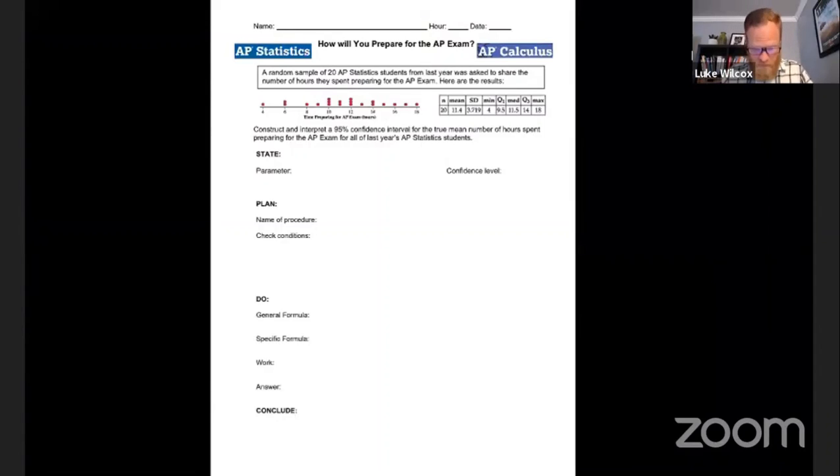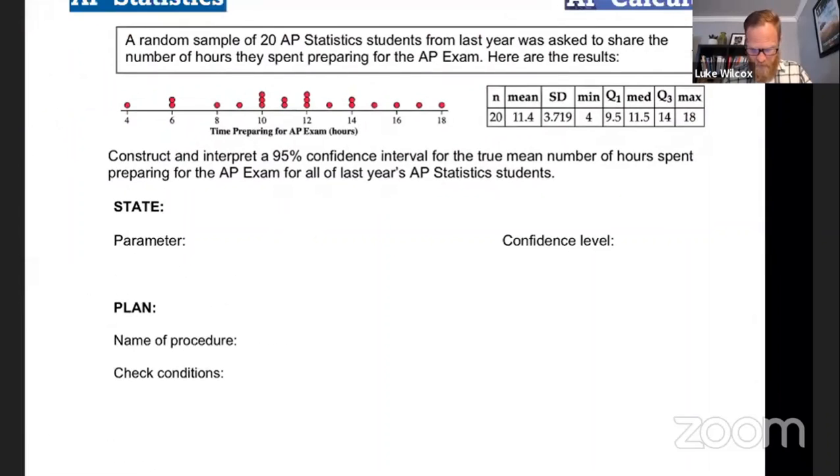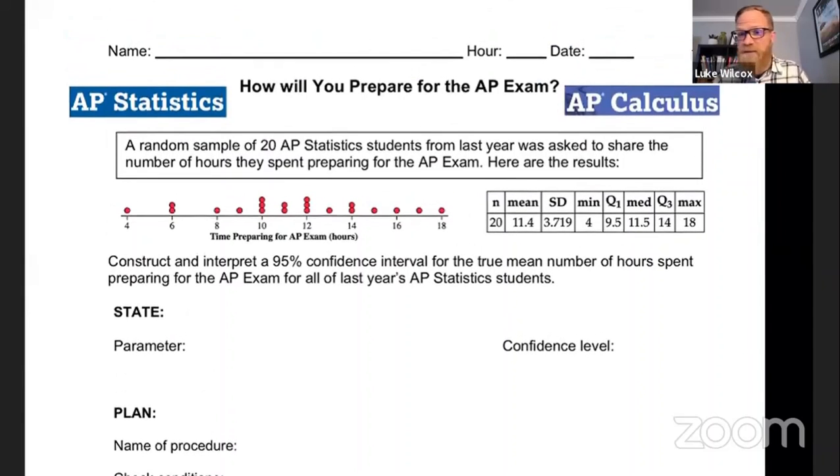Here is the activity for the day, and it is an AP Statistics versus AP Calculus battle here. And the question that we're trying to answer today is, how will you prepare for the AP exam? Or more specifically, how much time will you spend preparing for the AP exam? So here's what it says. A random sample of 20 AP Statistics students from last year was asked to share the number of hours they spent preparing for the exam.